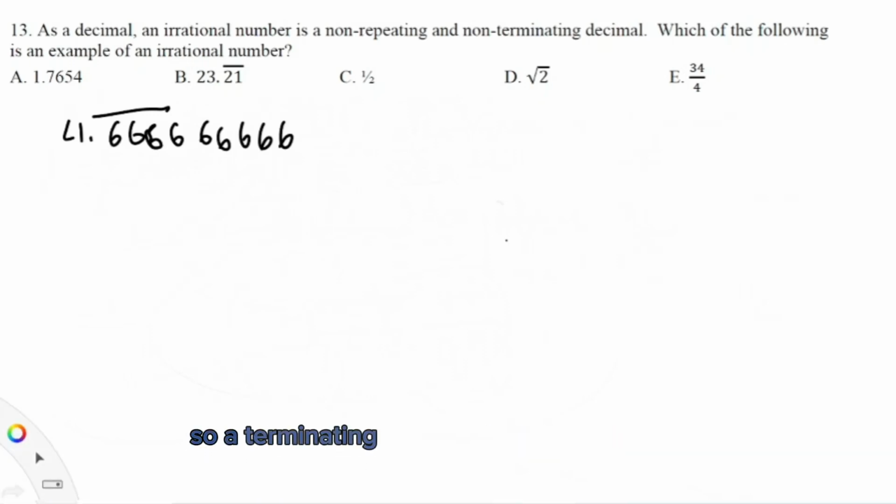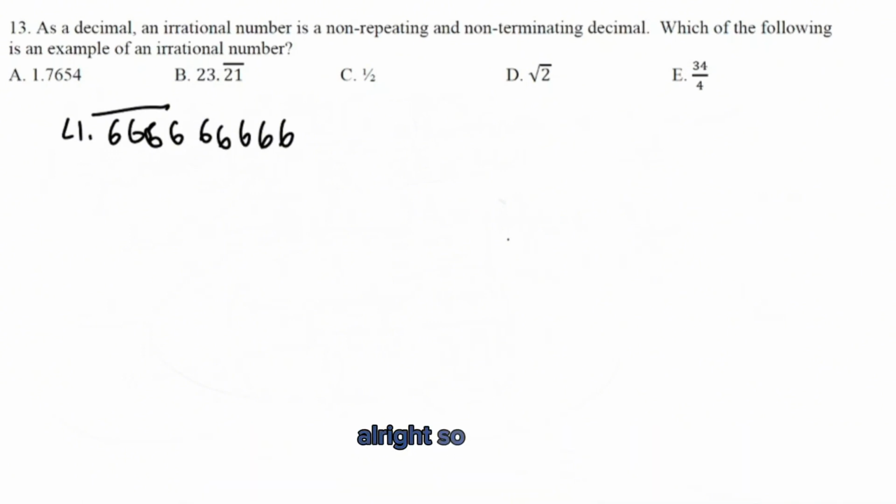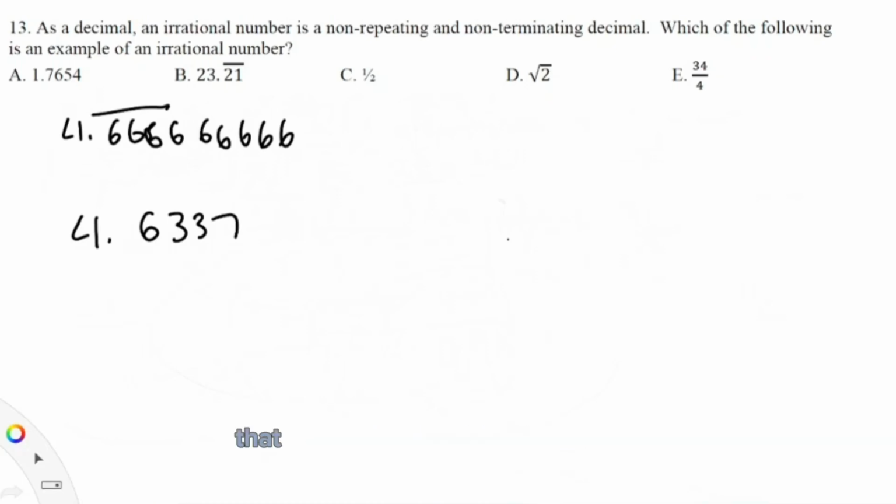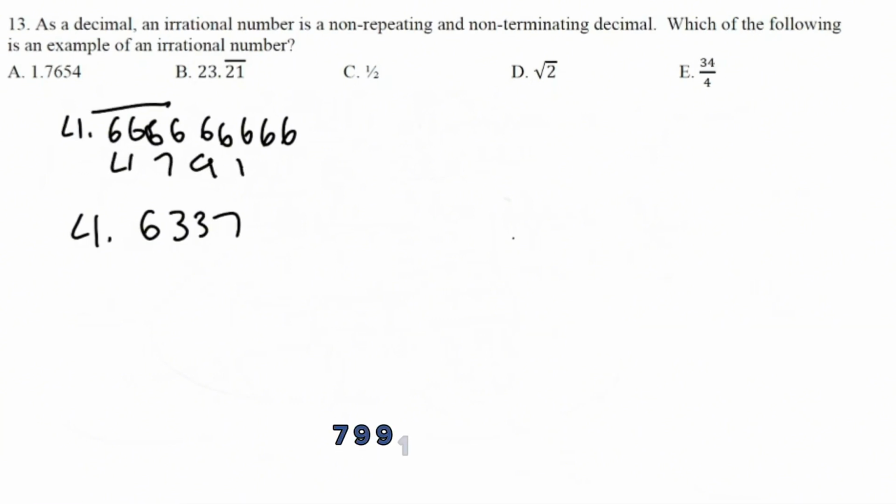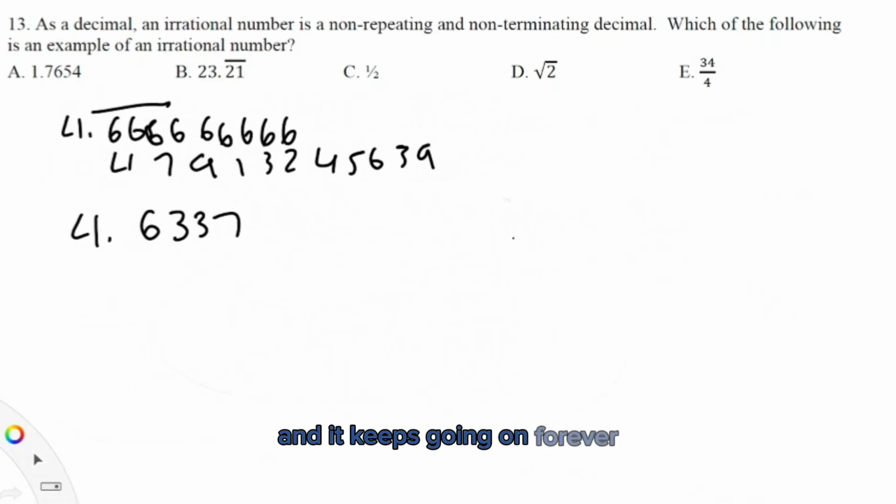Next, a non-terminating decimal. A terminating decimal is just a decimal that stops. So, 4.63337. That stops, so it terminates. If it doesn't terminate, that means it keeps on going forever. And if it does not repeat, that means it's a random number, like 4, 7, 9, 1, 3, 2, 4, 5, 6, 3, 9, and it just keeps going on forever. That is non-repeating.